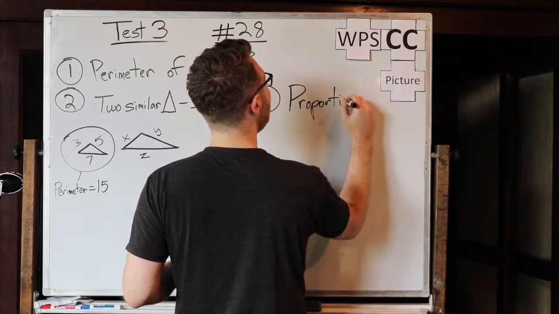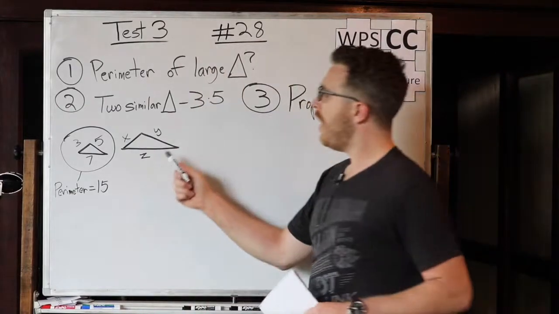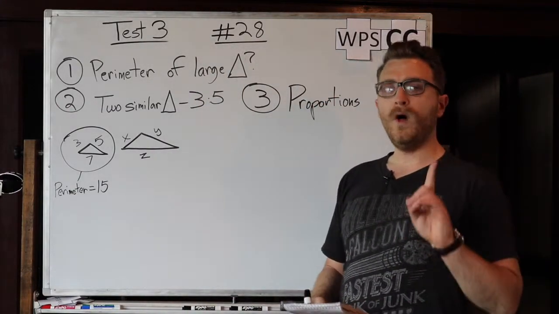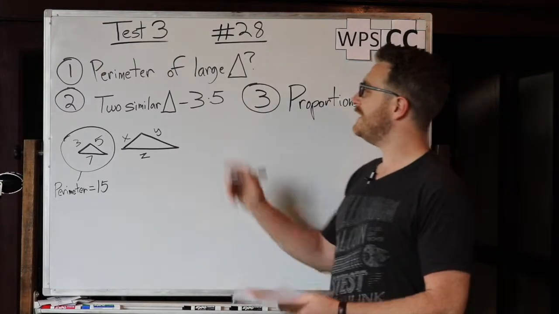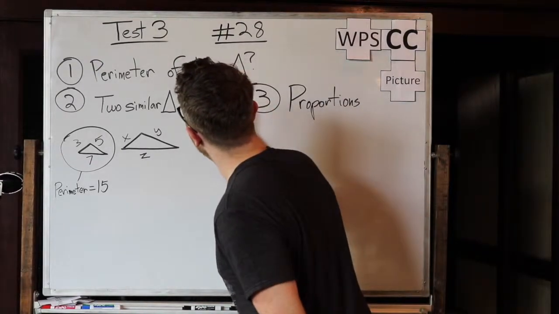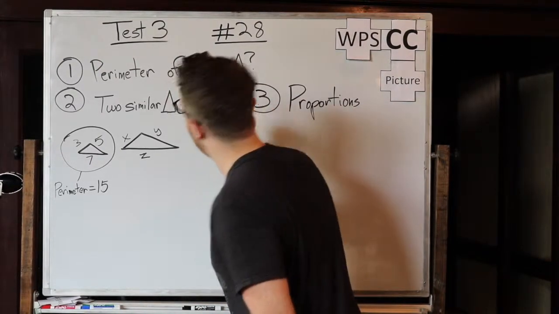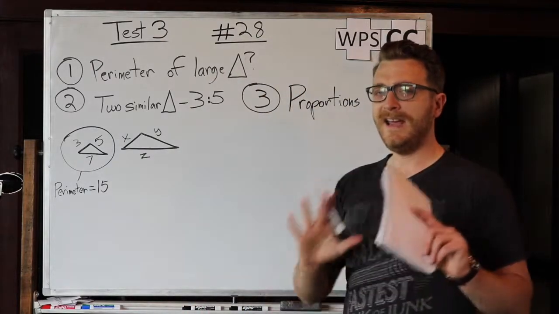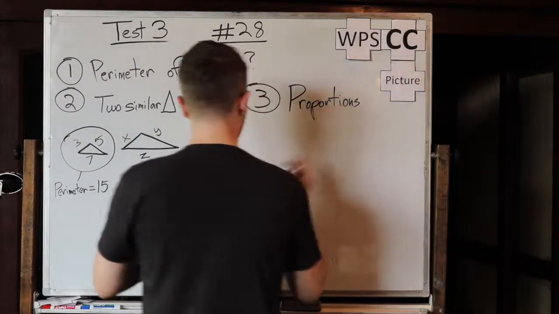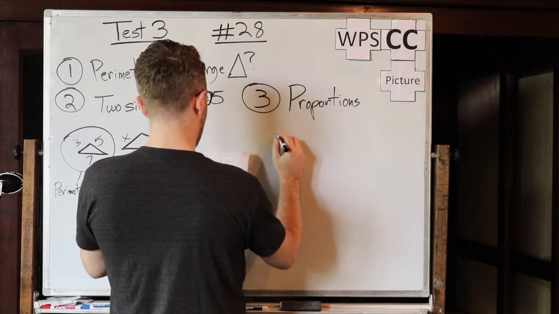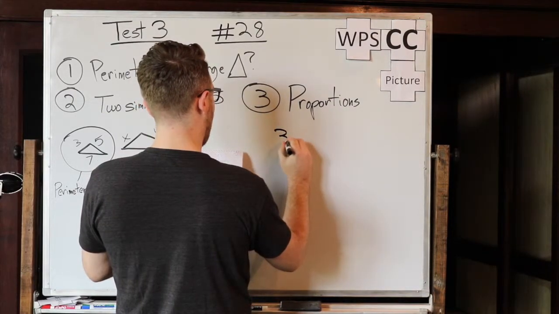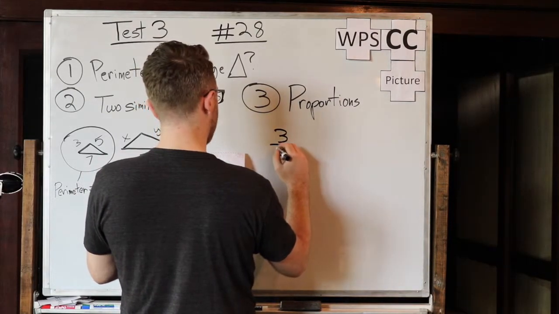But this time we have nothing to go off of on the larger triangle. What we have to use instead is this ratio, 3 to 5. That's what we're going to need to use. Here's how I set up my proportion. And with this proportion, I'm going to use cross multiplication.